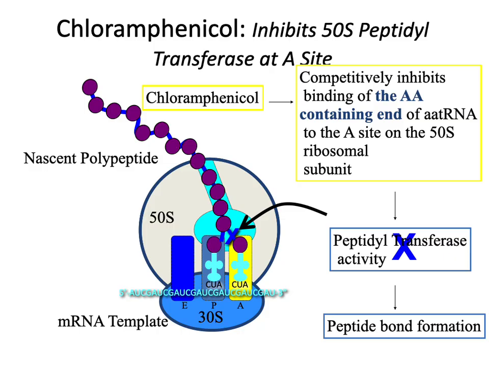Mechanism of action: we are now at the 50S, and what chloramphenicol is doing is inhibiting the peptidyl transferase activity. It's competitively inhibiting the binding of the amino acid containing end of the transfer RNA to the A site on the 50S ribosomal subunit, so we inhibit the peptide bond formation.